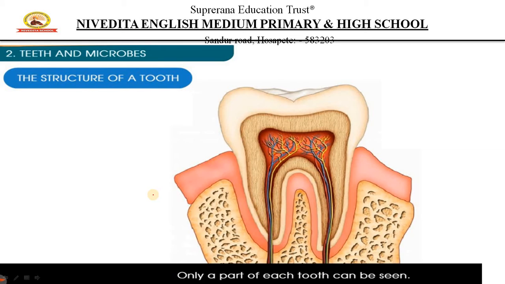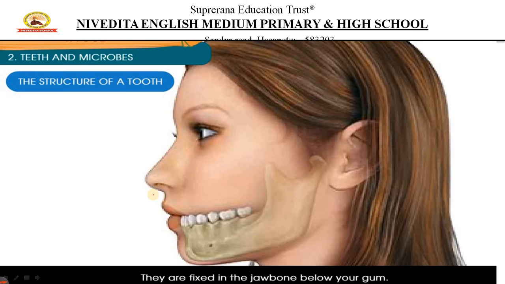Only part of each tooth can be seen. How are teeth fixed in the body? They are fixed in the jawbone, as you can see now. Our human skull is the bone covering the upper portion of the body, the face. As you see in the picture, the teeth are fixed to the jawbone. The jaw is a bone fixed below the skull. All these teeth are fixed to that jawbone below your gum. Gum is the muscle on the jaw so that the tooth is fixed.